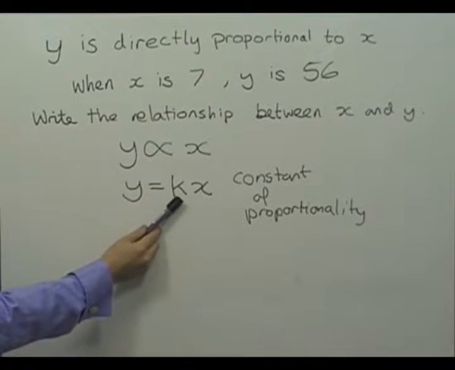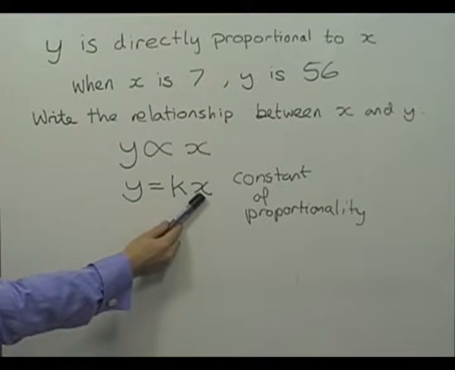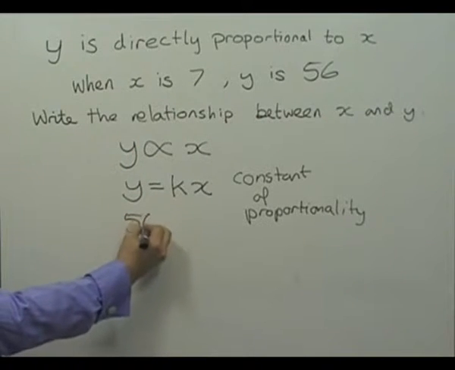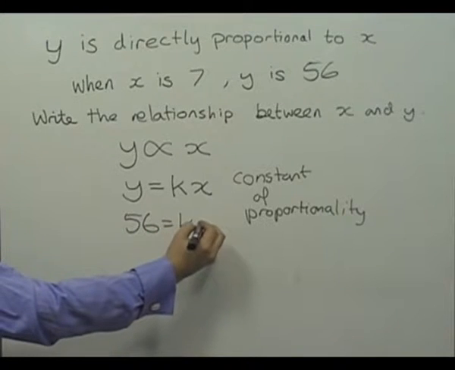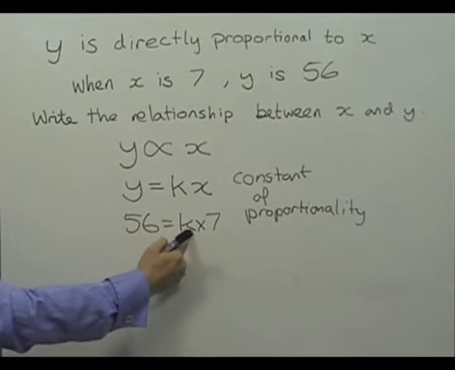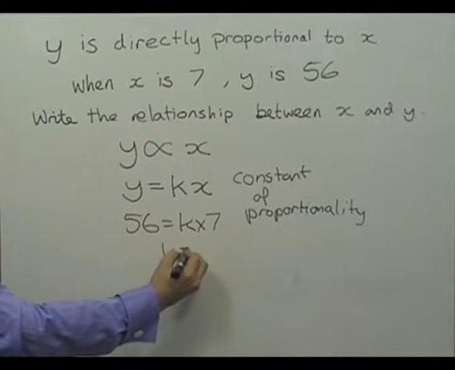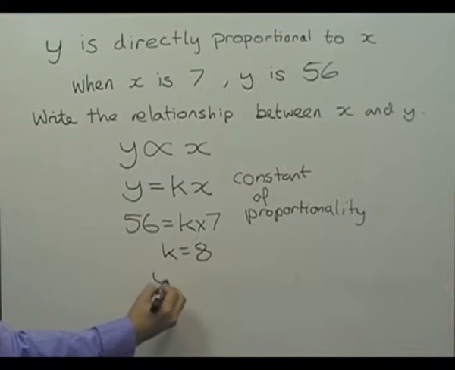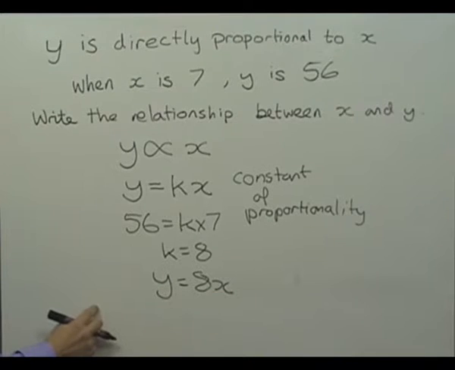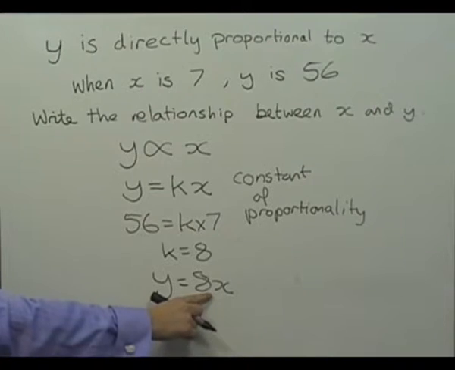So what we need to do next is figure out what that number is. So we have the formula, we have the relationship, we just need to put the right numbers in from the question. So if I substitute, 56 is equal to the constant times 7, we can now work out what k is. Something times 7 is 56, that means the k is equal to 8. So I can now rewrite my formula as y is equal to 8 times x. This means that y is related to x by 8 times.